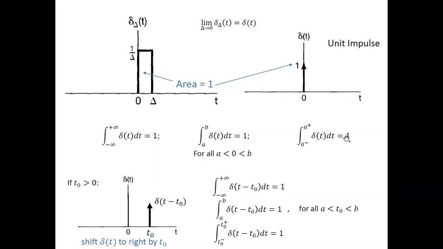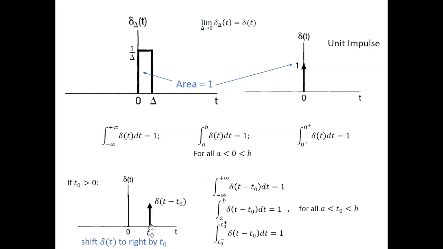Now we consider a time shift of this unit impulse signal. So delta of t is the standard unit impulse signal centered at t equals 0. If we shift it to the right by t0, here without loss of generality, let's assume t0 is a positive number. Then we change from delta of t to delta of t minus t0, we are shifting it to the right by t0. So this arrow is moved to the point t0.